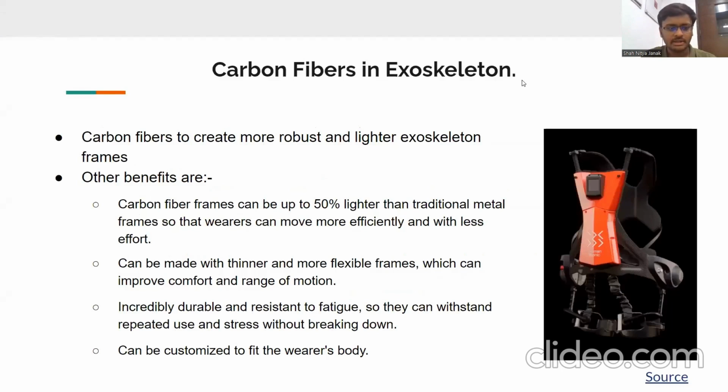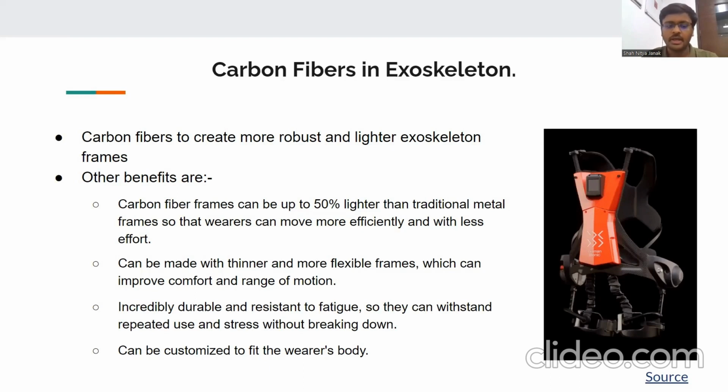One of the critical components of an exoskeleton is the frame, which provides structure and support for the device. Traditionally, exoskeleton frames have been made from metals such as aluminum and titanium. However, in recent years, there has been growing interest in using carbon fibers to create more robust and lighter exoskeleton frames. One of the key benefits of using carbon fibers in exoskeletons is weight saving.